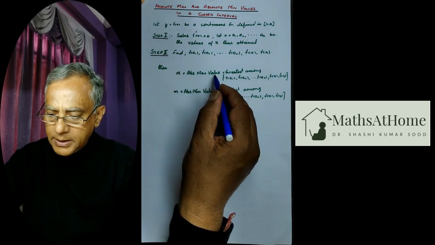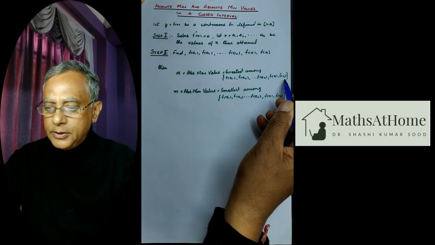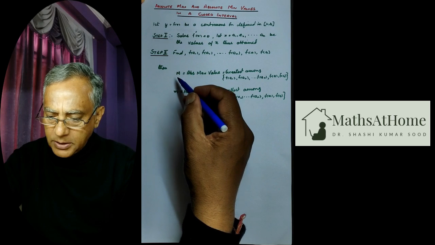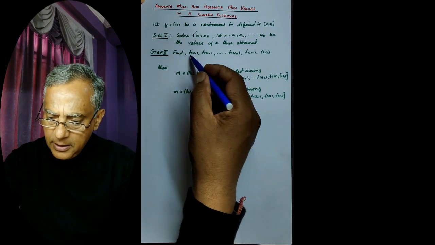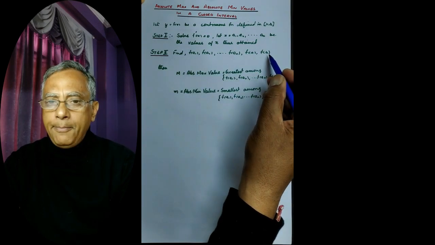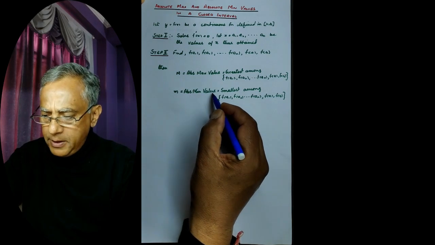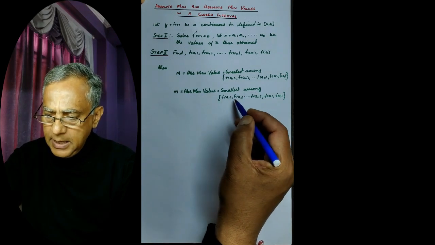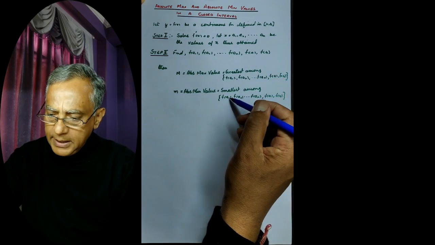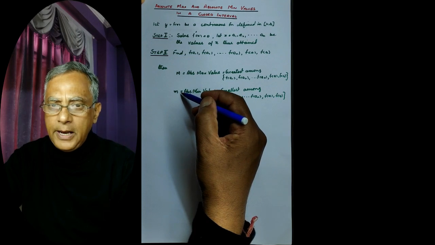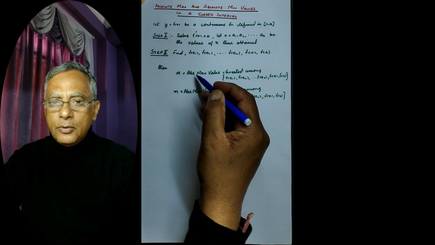Then the absolute maximum value, capital M, is the greatest value among all these values found in step 2. And small m, the absolute minimum value, is the smallest among all these values we have found in step 2. Smallest value is the absolute minimum value and greatest value is the absolute maximum value.